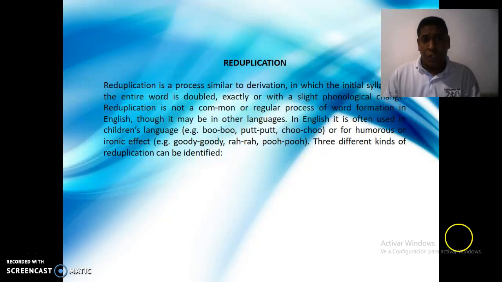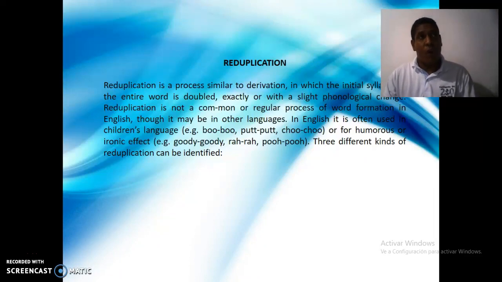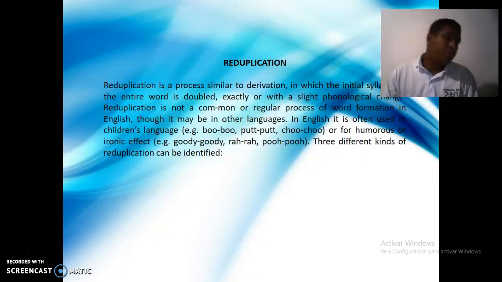Reduplication is part of the process of word formation. Reduplication is similar to derivation. I mean, here the initial syllable or maybe the whole word is doubled. This kind of word formation process is very common for children in the English language, but it's not common in general. Maybe it could be common in other languages, but not for English.